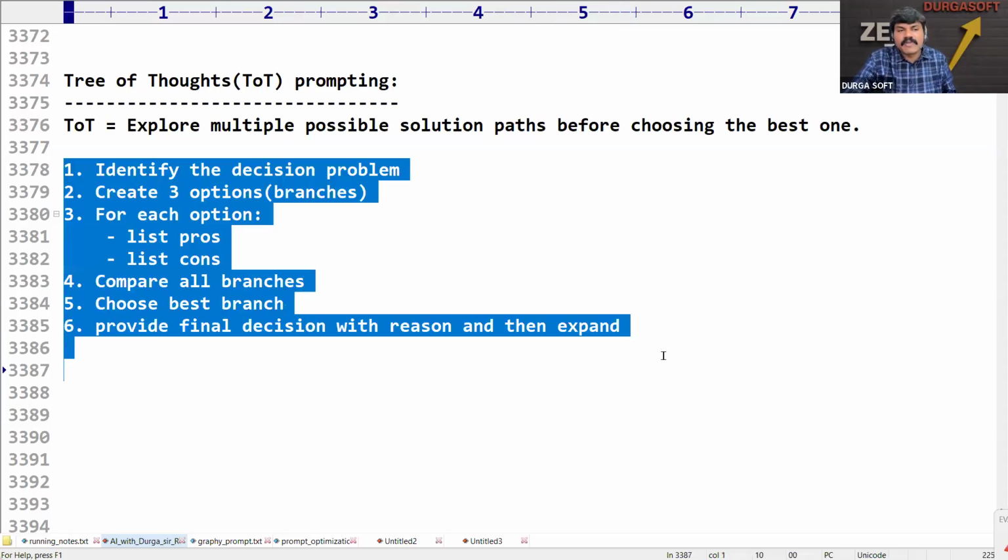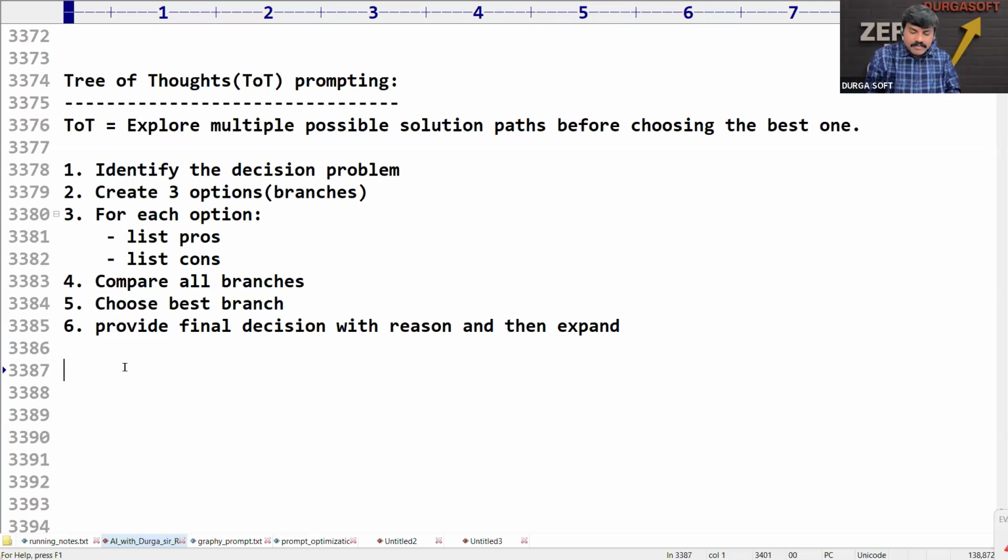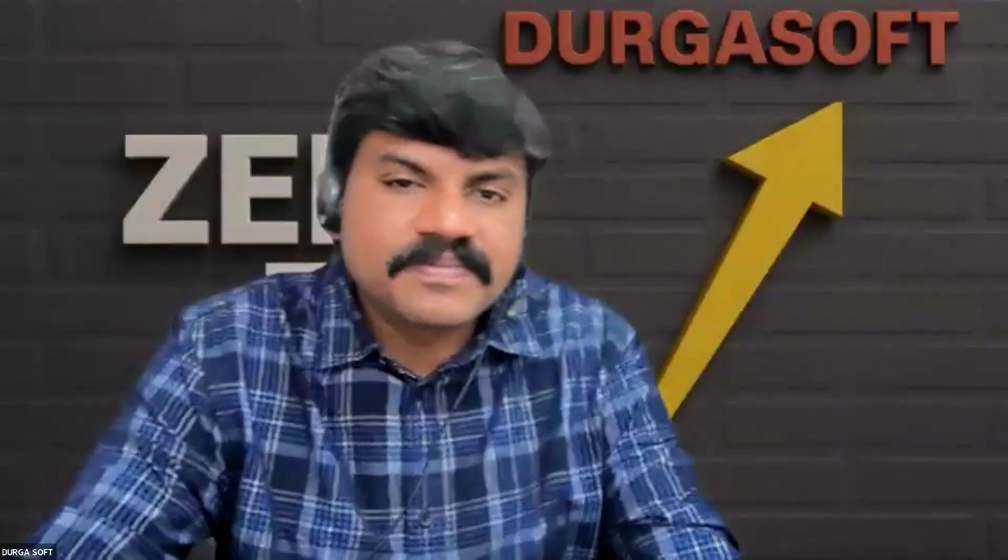This type of thinking is by default considered a tree of thoughts. Remember that. Multiple options are available, so identify pros and cons. Next, here you can take a conclusion. This is the type of requirement wherever you can happily go for TOT prompting.